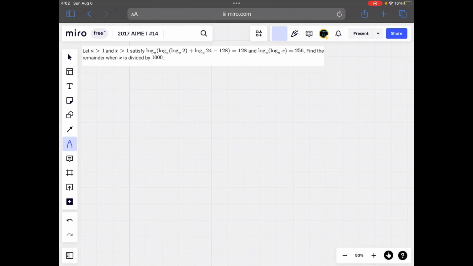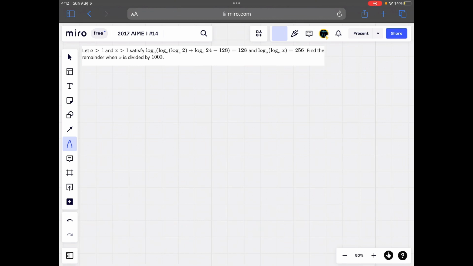a greater than 1 and x is greater than 1, satisfy log a of log a of log a2 plus log a24 minus 128 equals 128, and log a of log ax equals 256. Find the remainder when x is divided by 1000. The first equation looks very tricky and complicated, especially because there are so many times the word log appears.